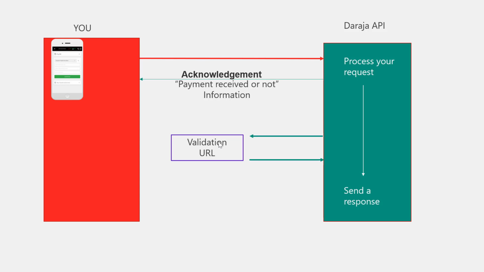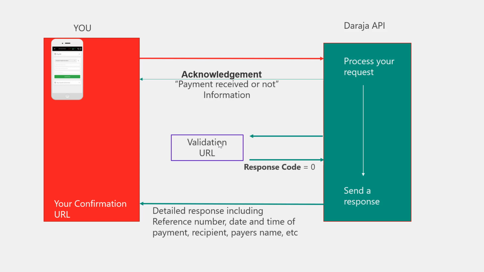Then we send back information to the Daraja API saying, okay, we've accepted this payment of this amount from this number. And that means we are going to give a response code of 0. Then finally Safaricom will send final information to your confirmation URL.